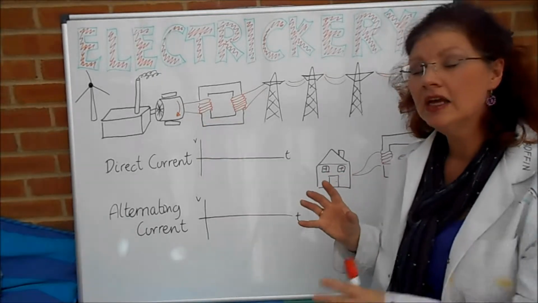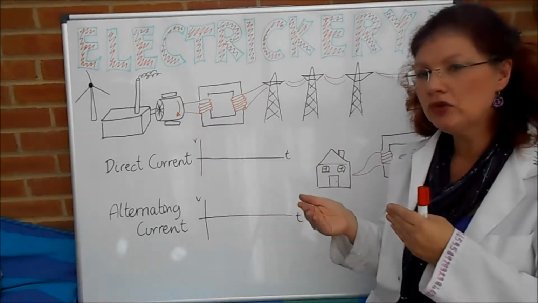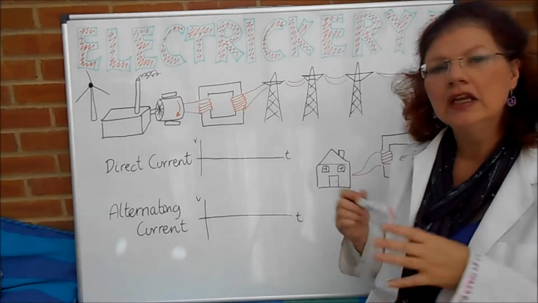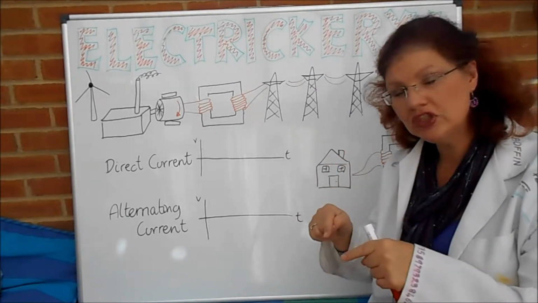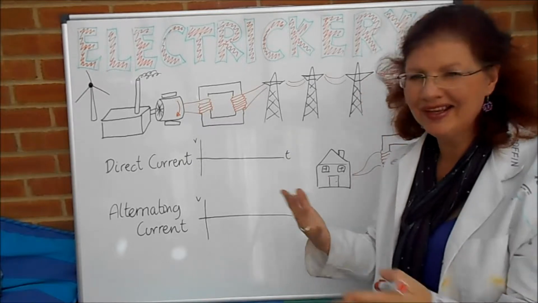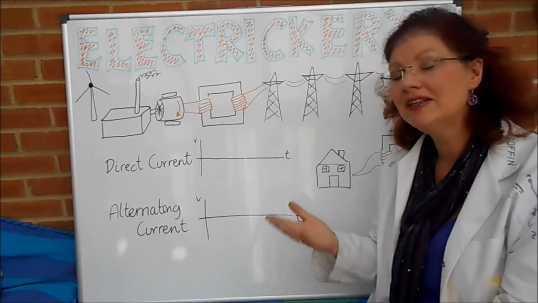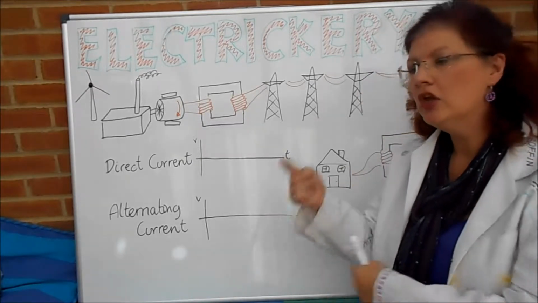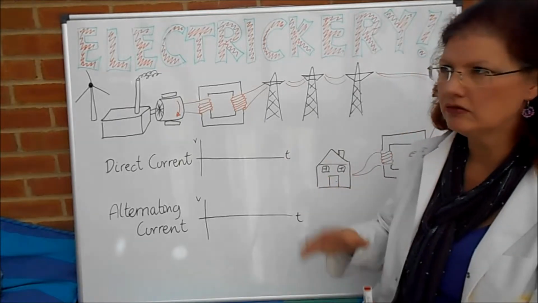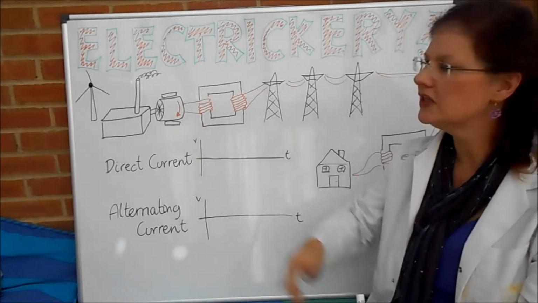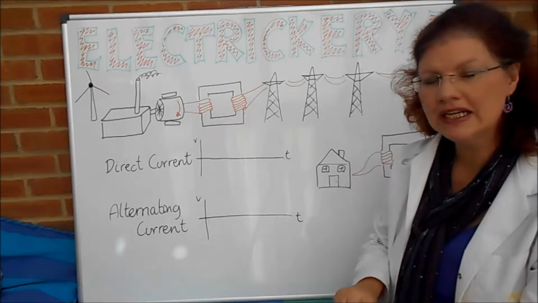But a generator is basically an electric motor backwards. If you have an electric motor, you put electricity in and it turns something, like a wheel for example. A generator is exactly the same thing but backwards. You do the turning and you get electricity out. Very clever. So here's my generator turning round and it's generating electricity.